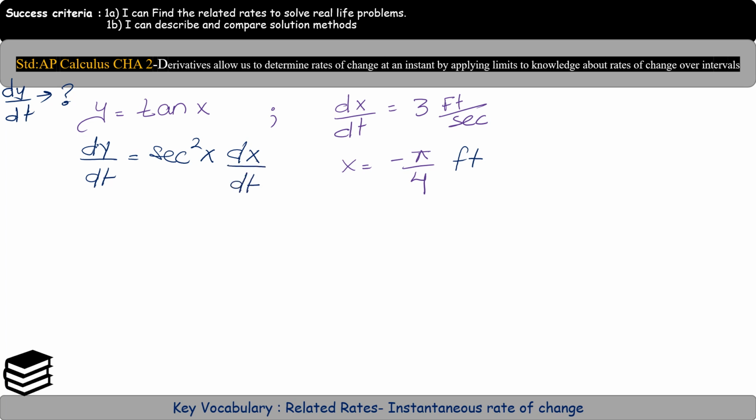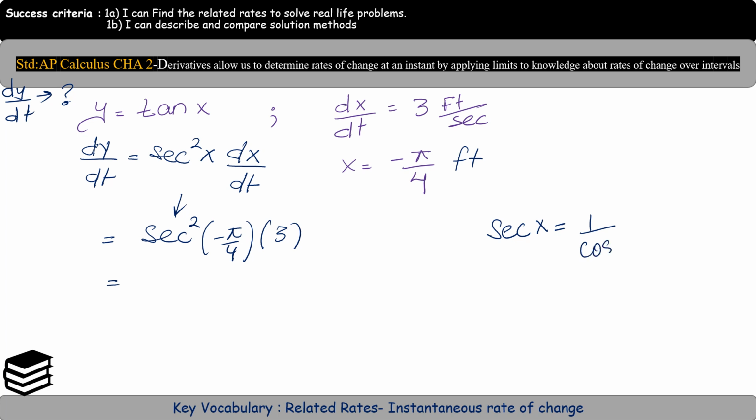Now once it is done, replace all the values. So secant square, now the value of x is -pi over 4. Dx by dt is given as 3. But if you go to the calculator, you will come to know that there is no key for secant. So what is secant equal to? Secant x is actually the reciprocal of cos x.